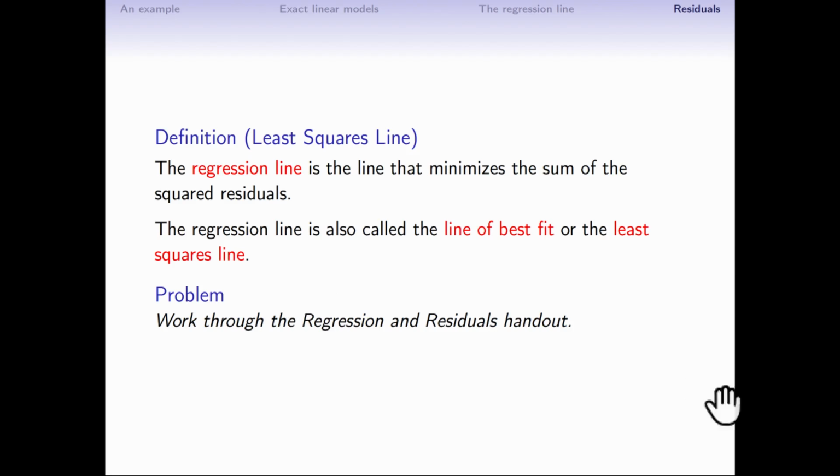Now, hopefully, this will all make sense once we work through a regression and residuals handout. So I want to work that with you on the document camera, and by the time we're done, I hope you'll have a better appreciation for how this regression line is formed and what it's doing. So join me at the document camera to work through this handout.